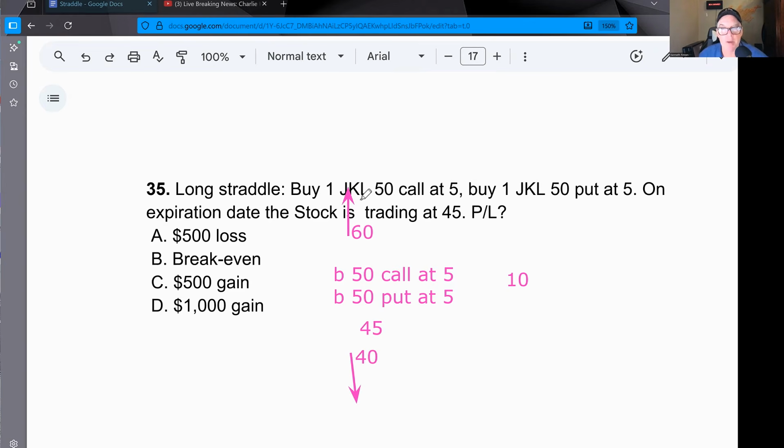You should know this already. But if it goes to 45, you can buy the stock at 45, sell it at 50, and make 5, but you spend 10, so you lose 5. Or just do it from the break even. Okay, people, here we go. You're going to do the next couple on your own.